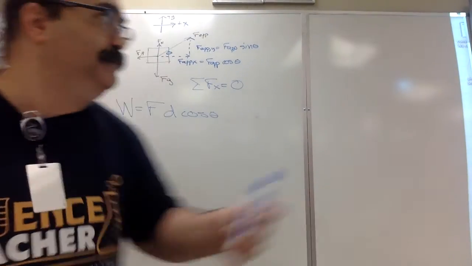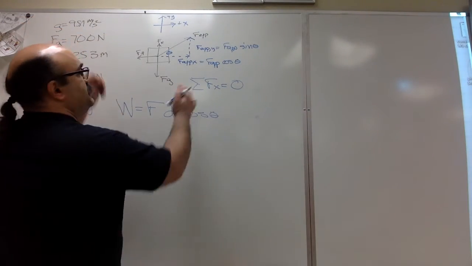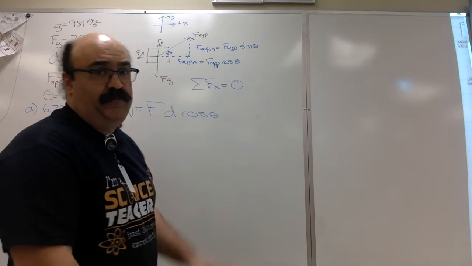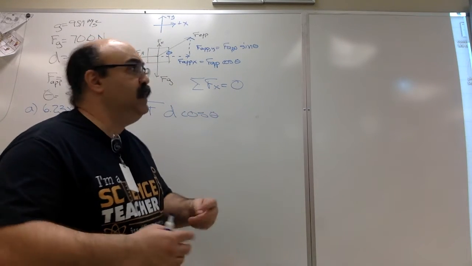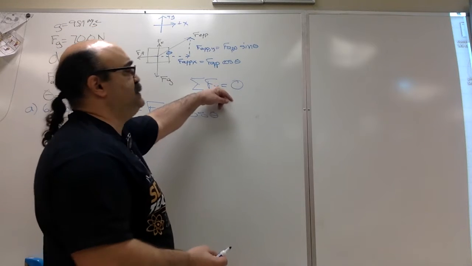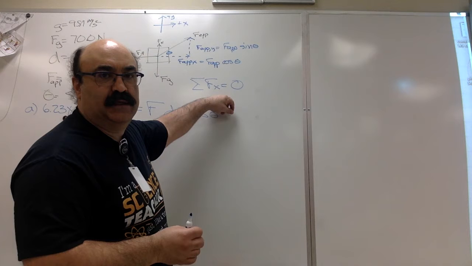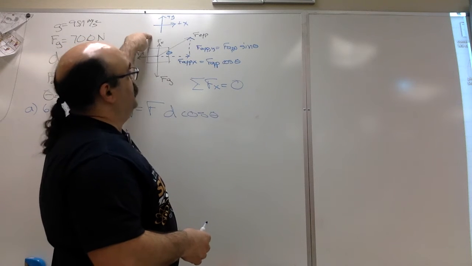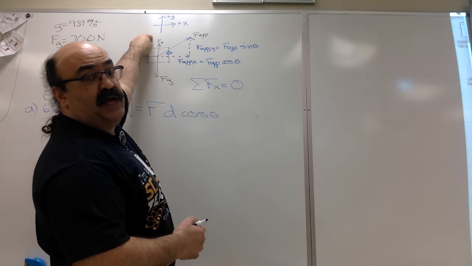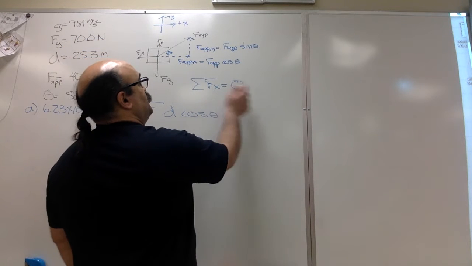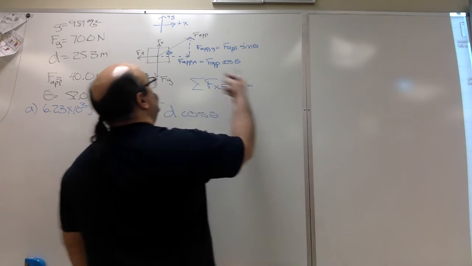So, doing that, we know the sum of the forces in the x direction is 0. Remember, we're doing a lot of these sum of forces problems. The sum of the forces in the x direction is 0. Why? I'm not accelerating in the x direction. Again, the sum of the forces in the y direction has to be 0 because I'm not accelerating in the y direction either.